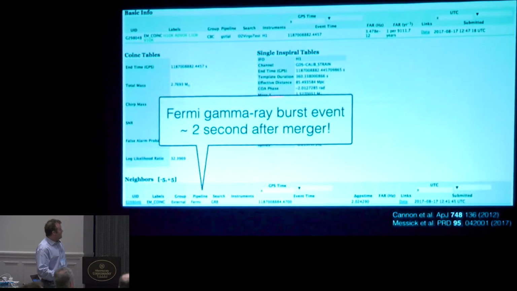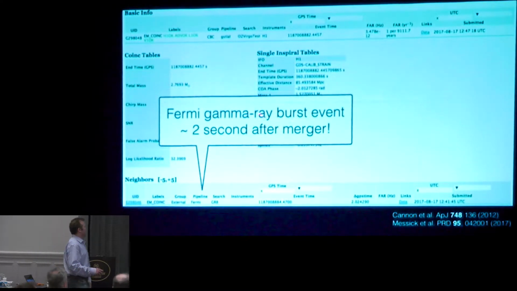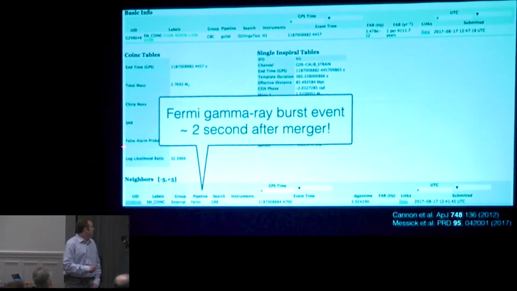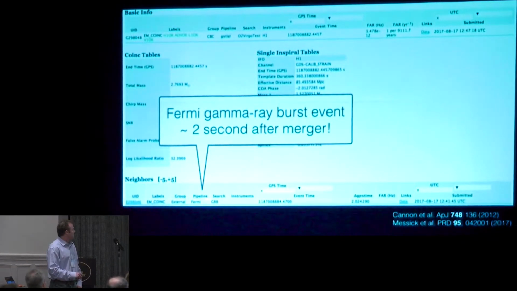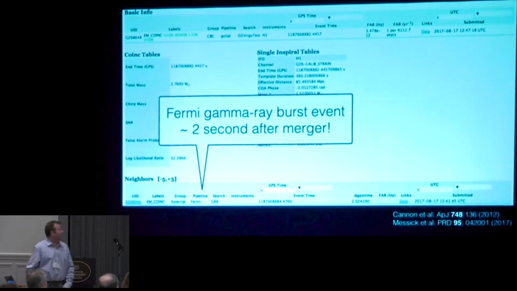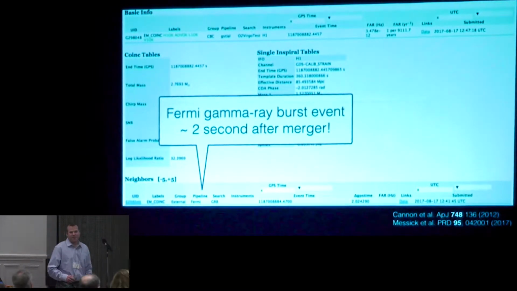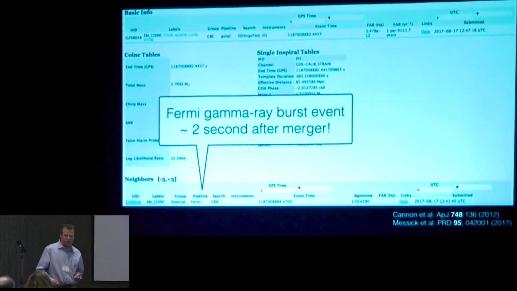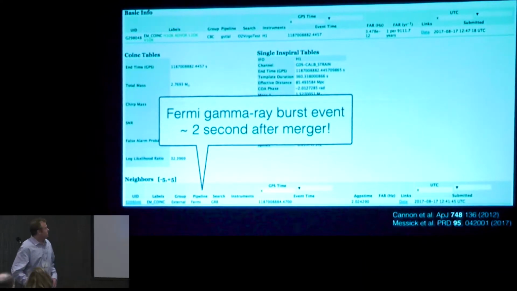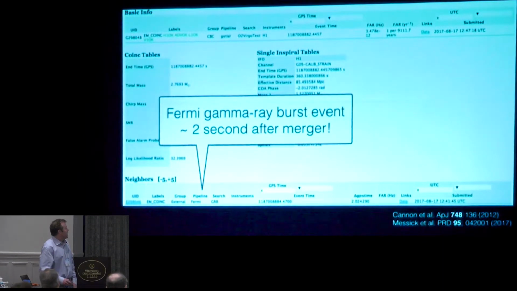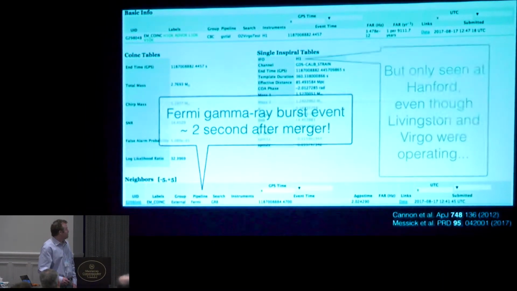But, I should say, there's a Fermi gamma ray burst event 2 seconds after the merger. So the Fermi satellite, the GBM on the Fermi satellite, pushed an alert into our system that said there's a Fermi gamma ray burst event 2 seconds after the reported LIGO merger time. So this starts to get very, very exciting. We have a loud signal, low mass, and a Fermi GBM GRB alert 2 seconds after the discovery of the event.